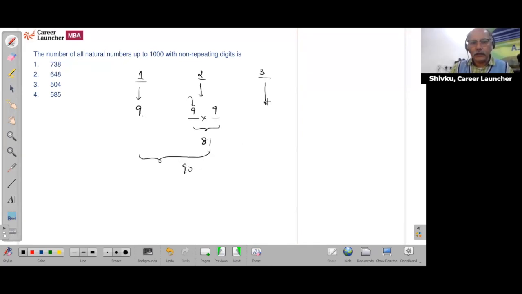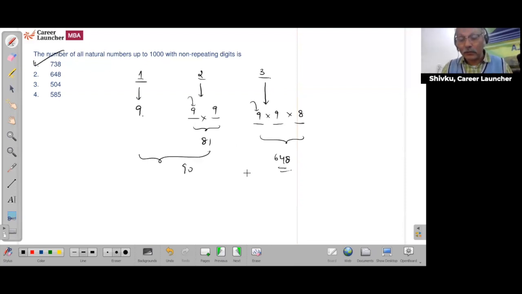And then we have got the third number. The first digit can be occupied by any of the 9 numbers, second by any of the 9 numbers, third with any of the 8 numbers. So this gives you 648. So your answer has to be 738.